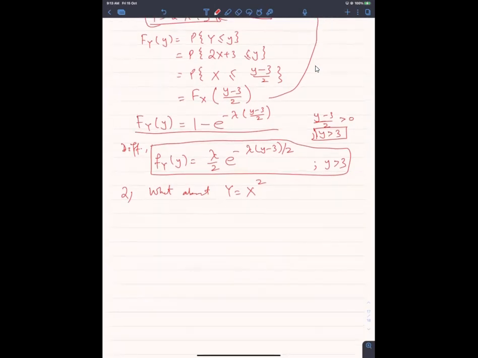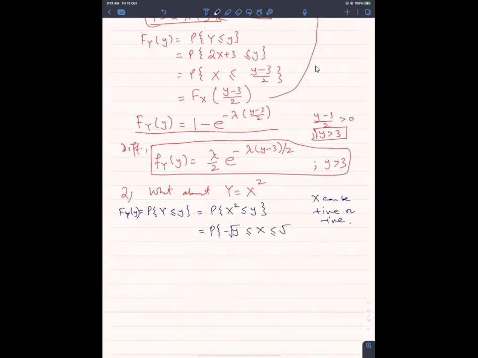उस केस में ऐसे करेंगे कि again probability y is less than equal to y, which is the CDF of y, fy of y. This is equal to probability x square less than equal to y, which is equal to, now x can be positive or negative random variable. So this would be equal to probability minus square root of y less than equal to x less than equal to square root of y. As long as x is between minus square root of y and plus square root of y, we will have x square less than equal to y. So this is equal to fx of square root of y minus fx of minus square root of y.